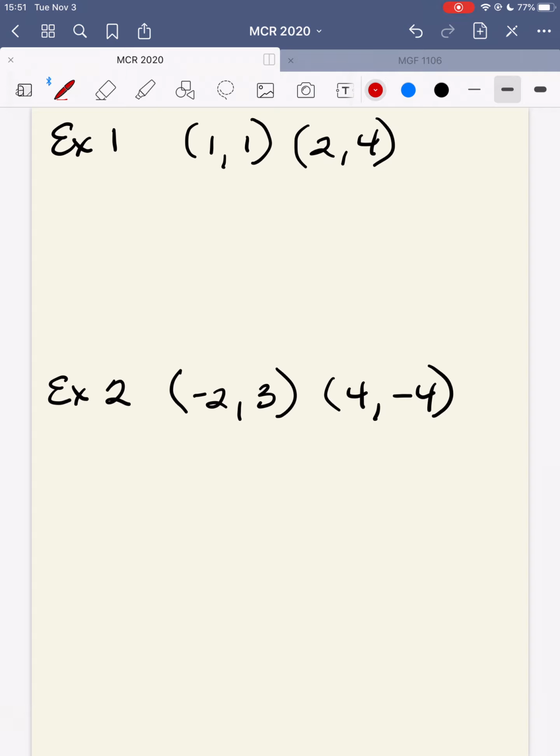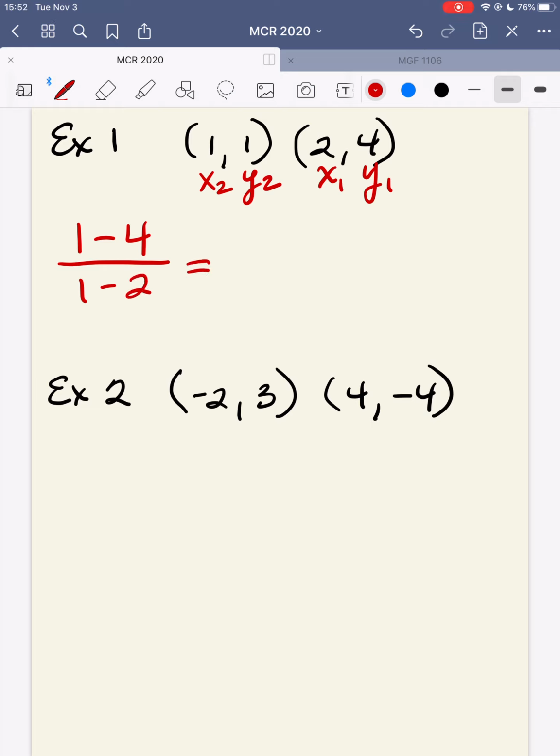So our first example here, I have (1, 1) and (2, 4). In this case, it doesn't matter who is who, so I'm going to be a little weird. I'm going to call this one x1 and y1, and this one x2, y2. No matter which order you put these in, you should get the same result. So my y2 is 1 minus my y1, which is 4, over, now remember, keep in the same order, so my x2 is 1. My x1 is 2.